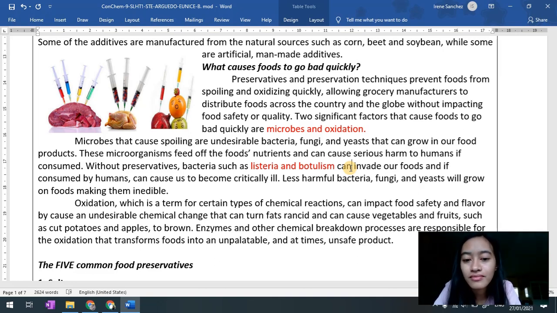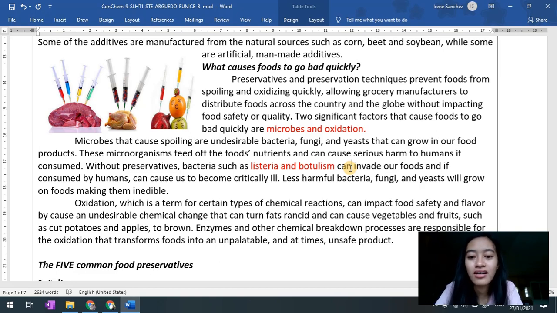And can cause vegetables and fruits such as cut potatoes and apples to go brown. Have you ever tried cutting an apple and then letting it stay for a while, and then when you check it, it turns brown? Yeah, and if it stays a long time, then it's spoiled. They turn brown, if you can observe. Also with potatoes, bisol, gabi, yes, they oxidize easily.